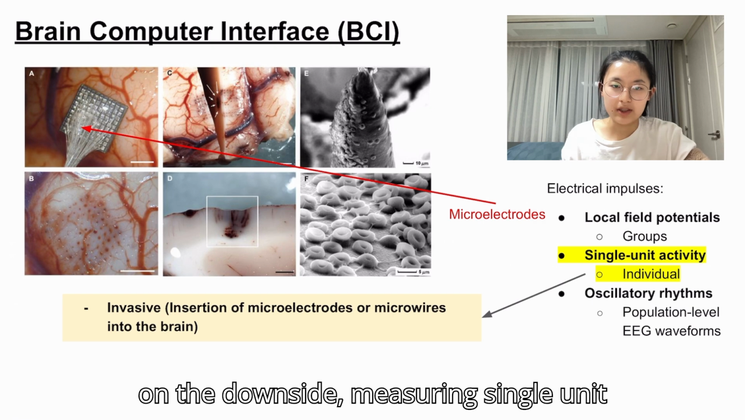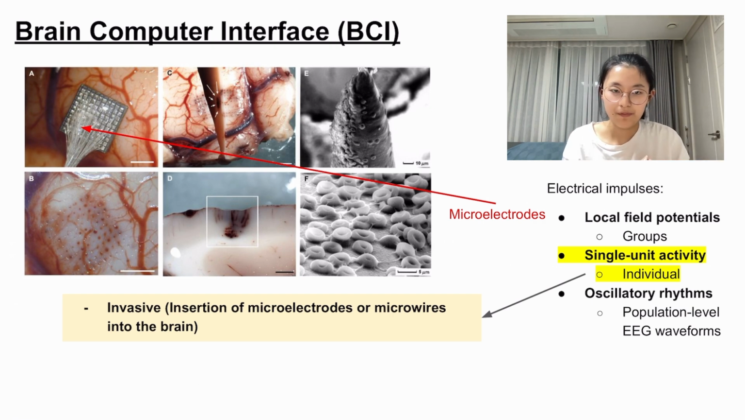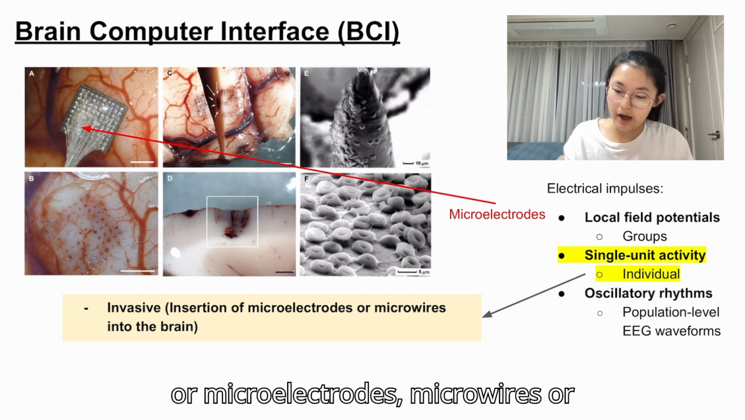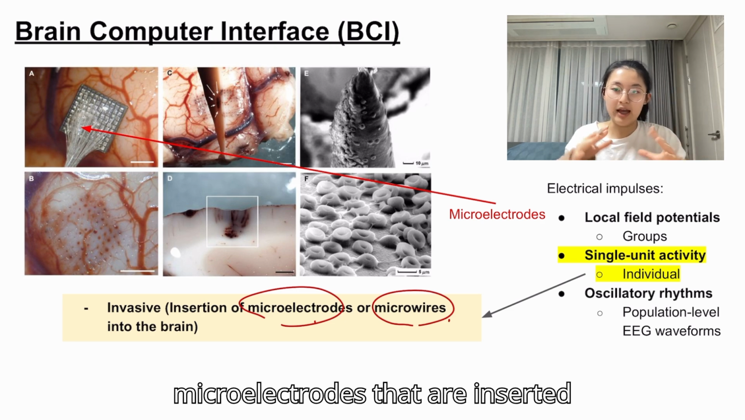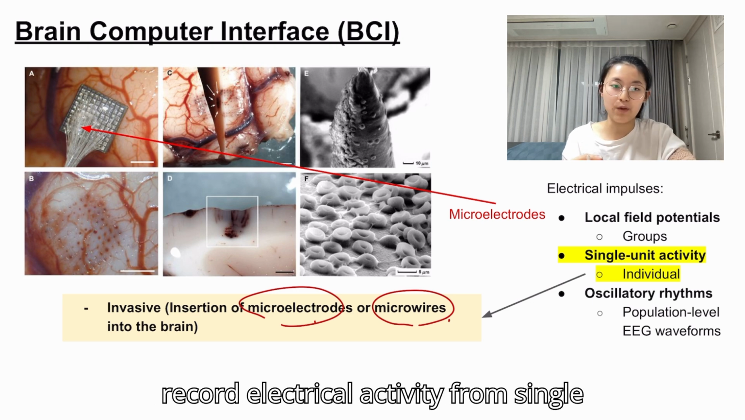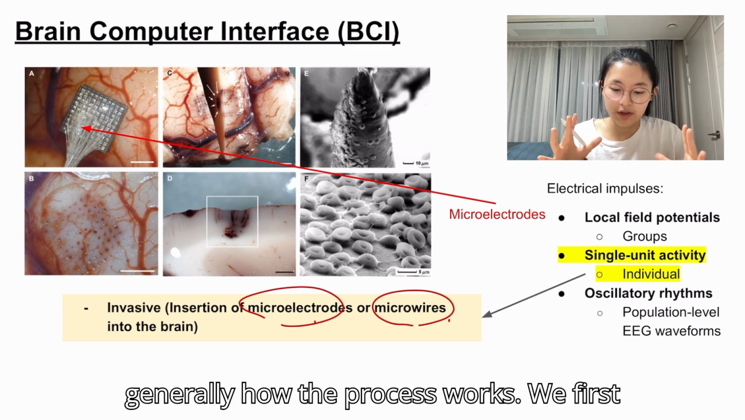However, on the downside, measuring single unit activity requires invasive implantation. The measurement of single unit activity typically uses microwires or microelectrodes that are inserted directly into the brain tissue. These tools are precise enough to isolate and record electrical activity from single neurons. And here's generally how the process works.